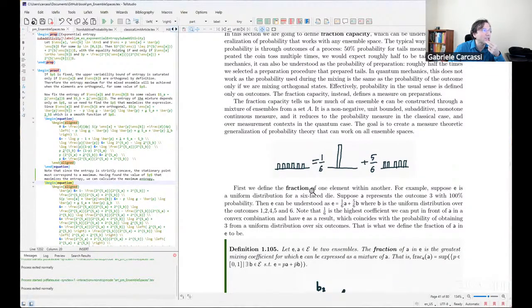So first we define the fraction of one element within the other. For example, suppose E is a uniform distribution for a six-faced die. So this is our uniform distribution. Suppose A represents the outcome 3 with 100% probability. So this is A. Then E can be understood as a mixture of A 1/6 of the time, and 5/6 of the time we get B, where B is the uniform distribution over the outcomes 1, 2, 4, 5, and 6. Okay? So the uniform distribution can be understood as the distribution of a single thing plus a distribution on everything else. Then note that 1/6 is the highest coefficient that we can put in front of A in a convex combination and have E as a result.